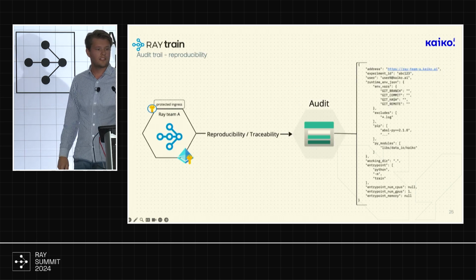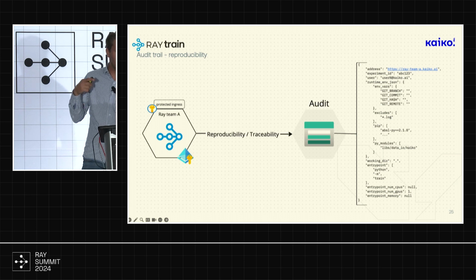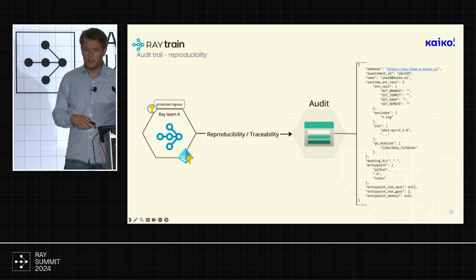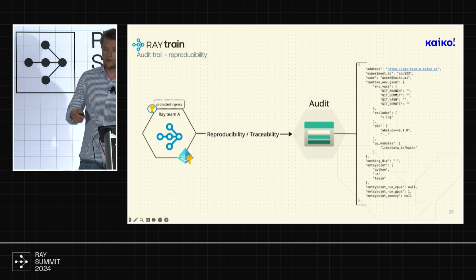So let's have a first look at the audit trail. To make sure that we can actually reproduce what is happening and trace what has been going on, we audit every run we do. And this audit includes, for example, which user ran this job, but also what data was accessed, and finally, which runtime environment was used to actually make this work.